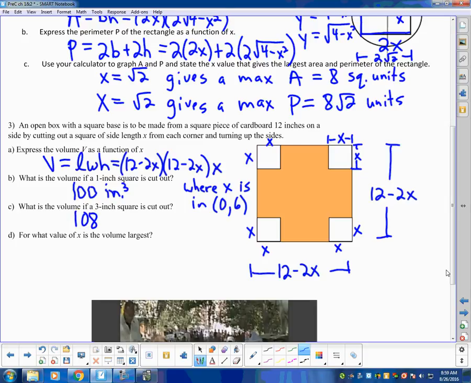Just a little bit. Let's use our calculators to find the value of x that will make the volume larger. So you think it'll be a whole number? Of course not. Well, it's not 1 inch because the 3-inch one bettered that by a little bit. So the question is, is it going to be close to 3 inches? Well, we'll see. Let's go ahead and graph it.